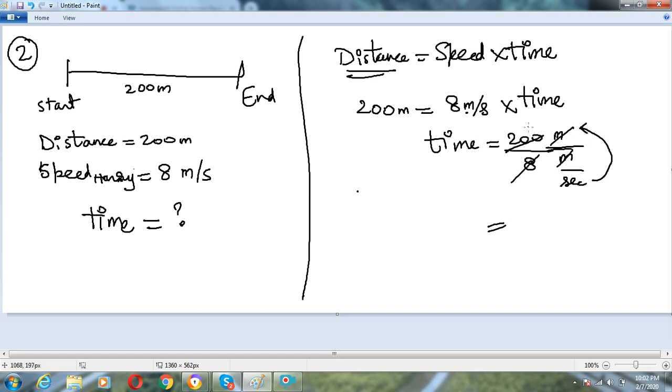Now 200 divided by 8 is how much? 8 2 is 16, 40. 8 5 is 40. 25 seconds. Understood? So this will be the time taken by Harry, because we are using the speed of Harry. Understood? Okay, so you can note it down.